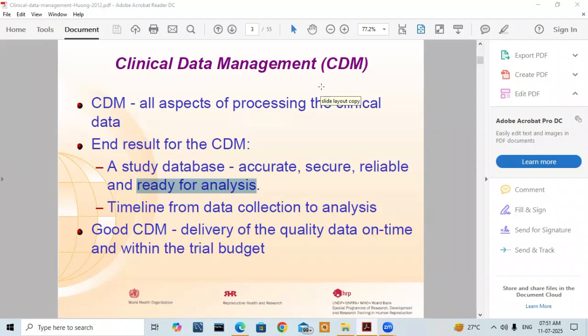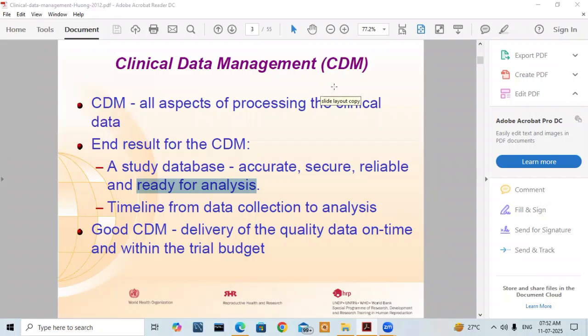We are not collecting the data on paper. In the olden days, we were collecting the data on paper, and from the paper the data was entered in the database. But nowadays there are electronic forms where the data is entered directly. At the back end, it connects to the database, and the data goes to the database.